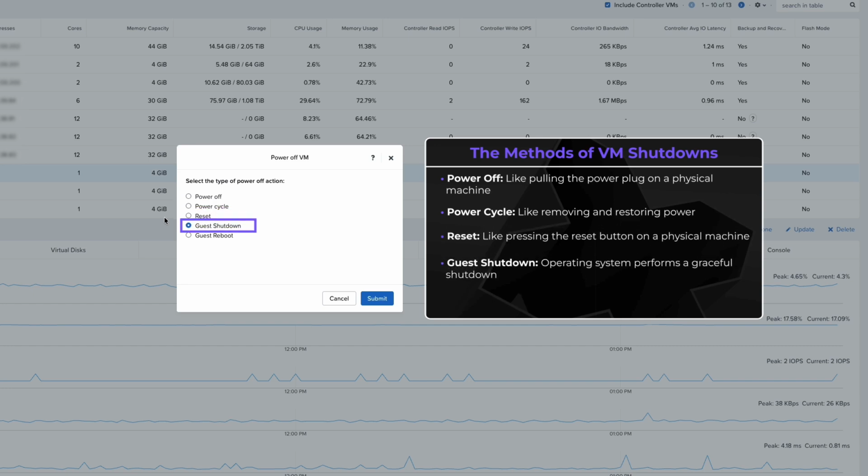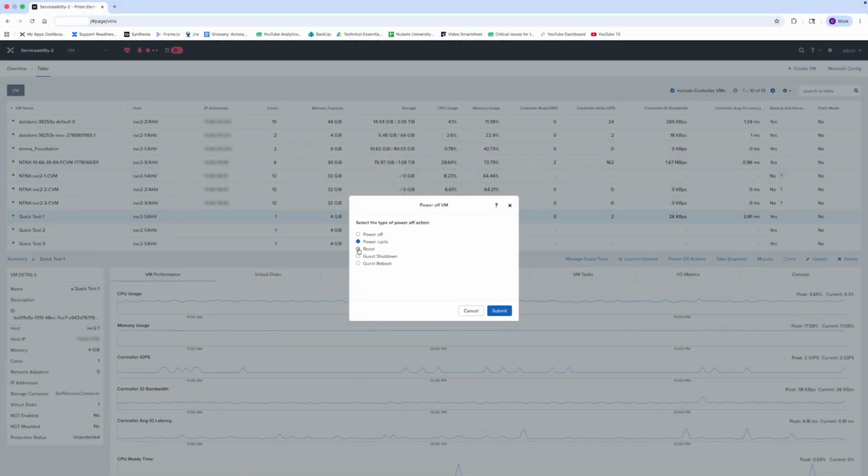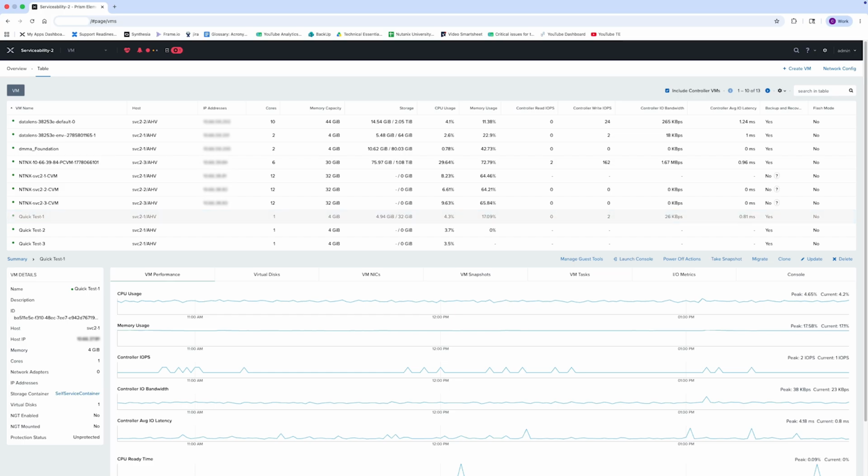Guest shutdown is when the operating system of the VM performs a graceful shutdown. Guest reboot is when the operating system of the VM performs a graceful reboot. After choosing the power action, click on the Submit button.